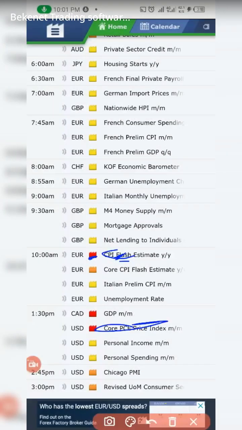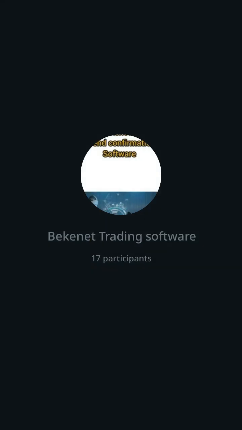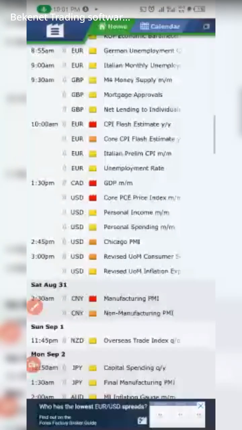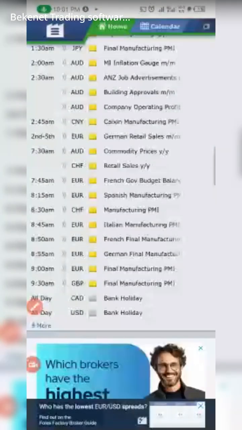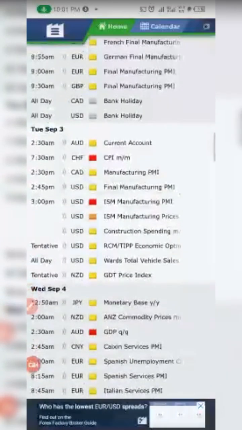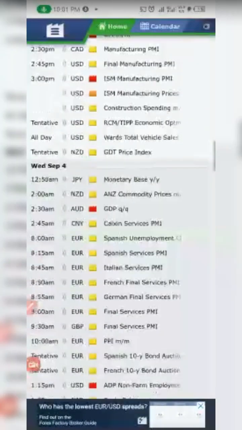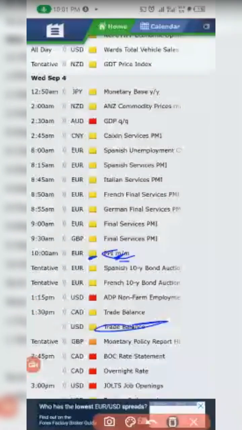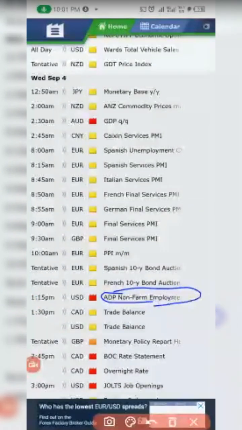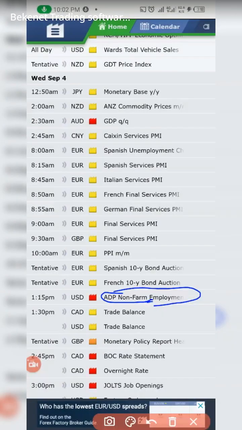So the things you should be looking at are FOMC, CPI, and non-farm payroll. Let's see if I can see any non-farm payroll here. And the unemployment one, you mentioned it. Let's see if we can see them. Look at another one. This one here is the non-farm payroll you are talking about. This is from ADP. Another one too, you see non-farm payroll, run.